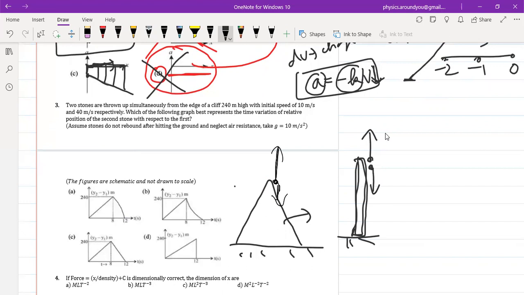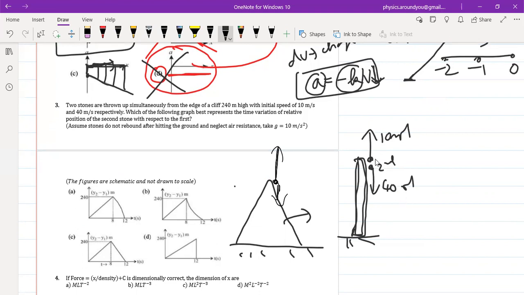The one which is thrown up is at 10 meter per second. The one which is thrown down is at 40 meter per second. Which will reach the ground first? That you should answer. So you see, this is thrown very fast down, but this is thrown up. So obviously the second stone will reach the ground first. I hope this is clear. The second one will reach the ground first.